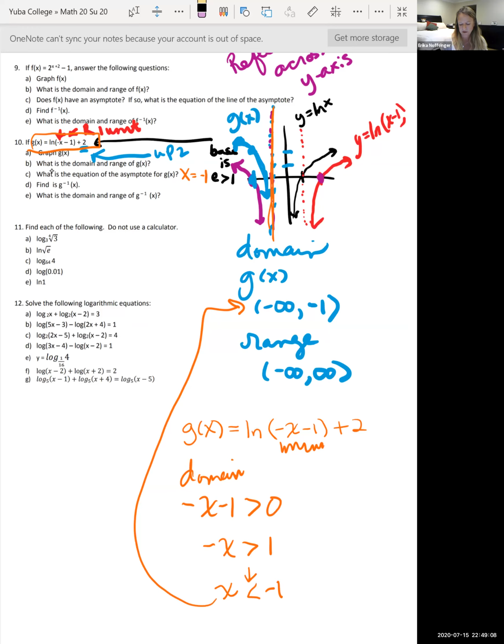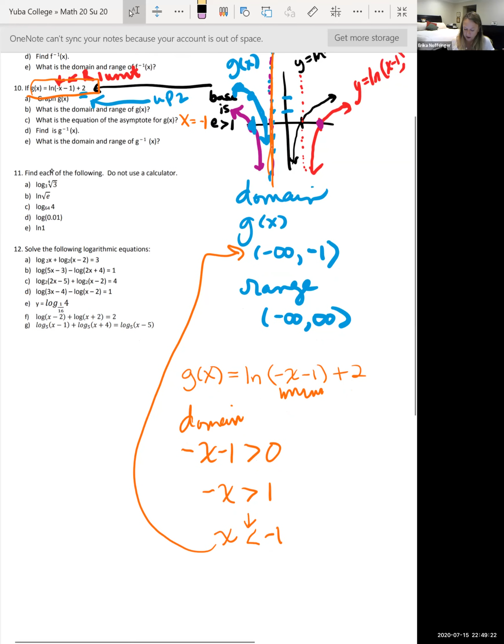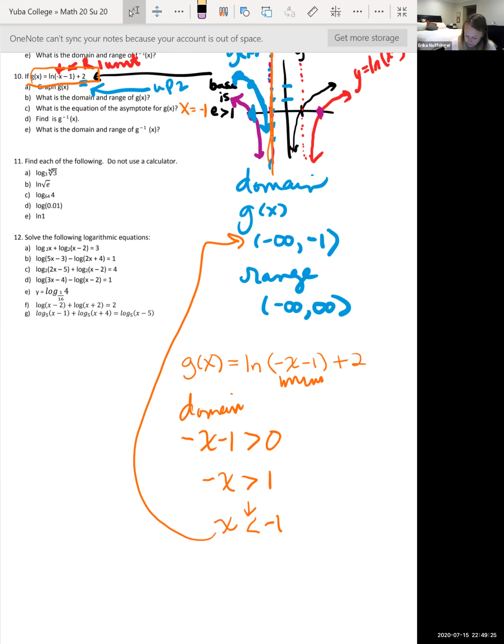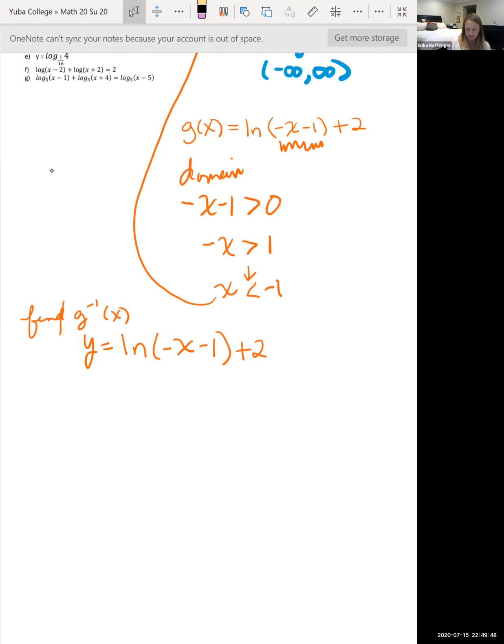So find the inverse function and then graph it. Okay, so this is also a great problem. So finding the inverse function. Let's just rewrite g of x in terms of y equals instead of g of x equals. And so we got y equals the natural log, parentheses, negative x minus 1, end parentheses, plus 2. So remember, finding inverse functions, we swap our x and our y value. So swapping x and y, we get x is equal to the natural log of (negative y minus 1), plus 2.